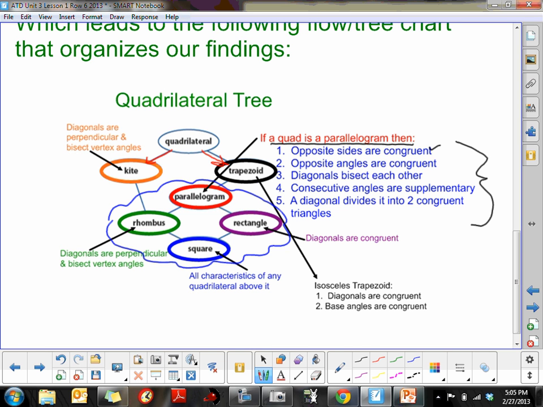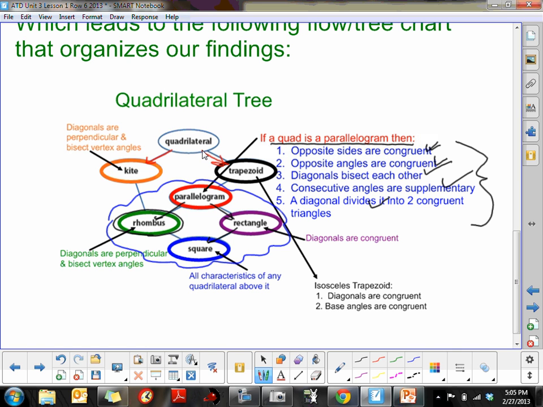But these are the 5 things that we found in our investigation using GeoGebra about what we thought would be true. Well, these things are true, which means all 5 of these trickle down into a rectangle, and all 5 of those trickle down into a square, and all 5 of them trickle down into a rhombus. So if you ever have a rhombus and you're working with a rhombus, you know that the opposite sides are congruent. You will know that the opposite angles are congruent. You will know that diagonals will bisect each other. You will know that they have consecutive angles that are supplementary, and you will know for sure that the diagonals will divide into 2 congruent triangles.